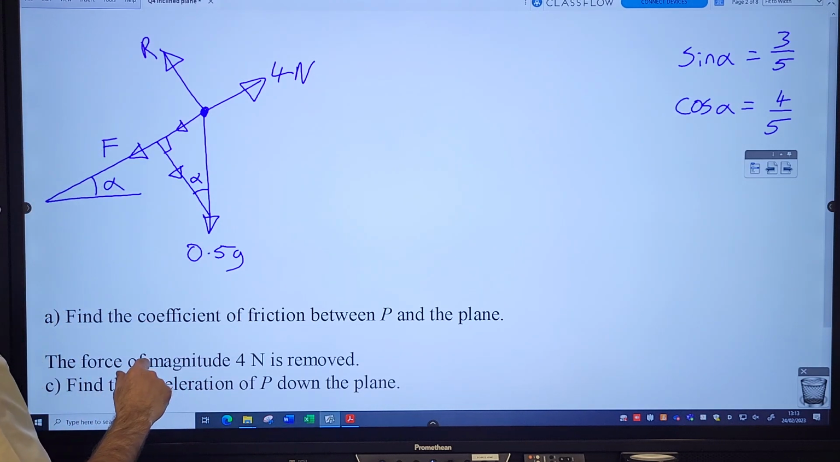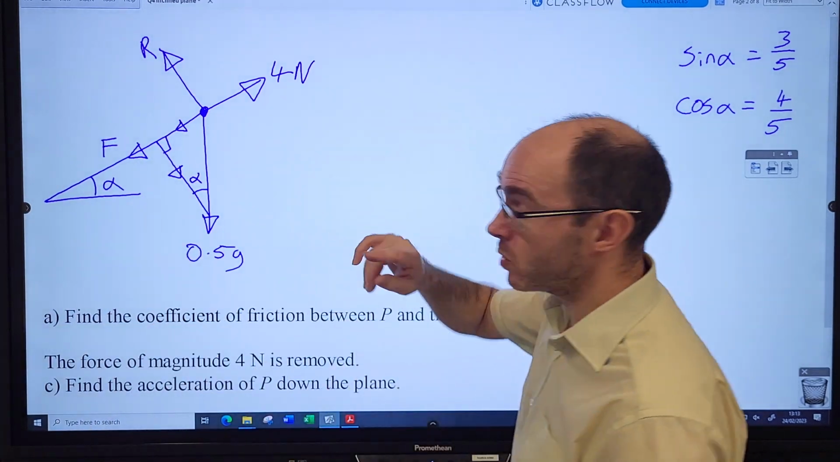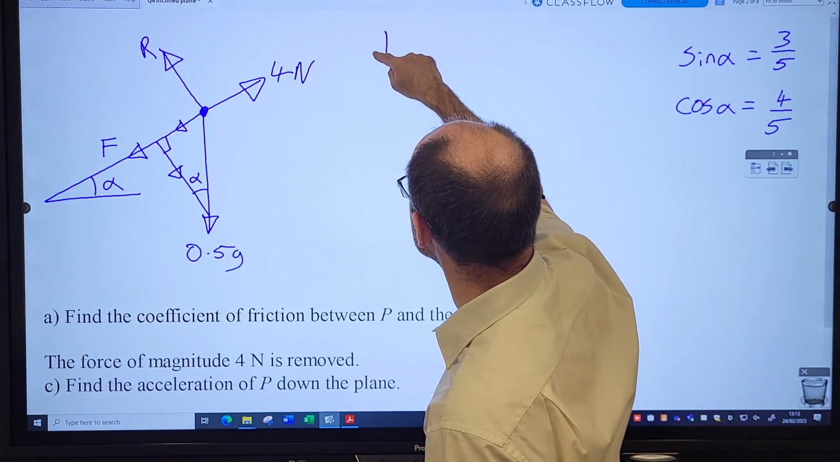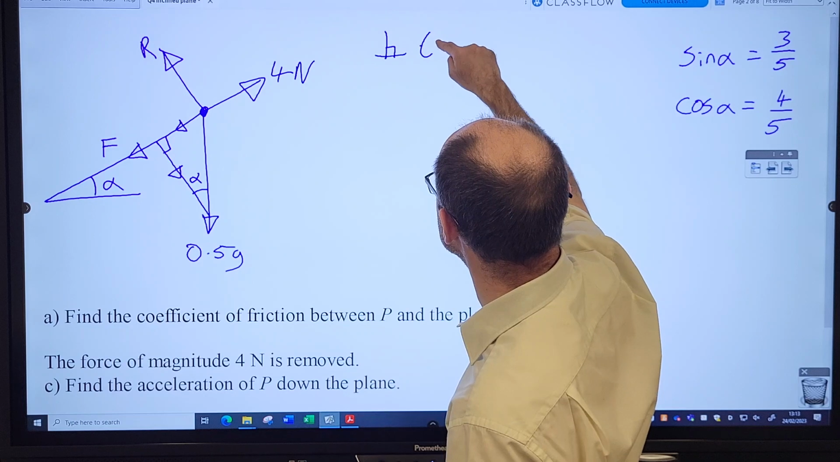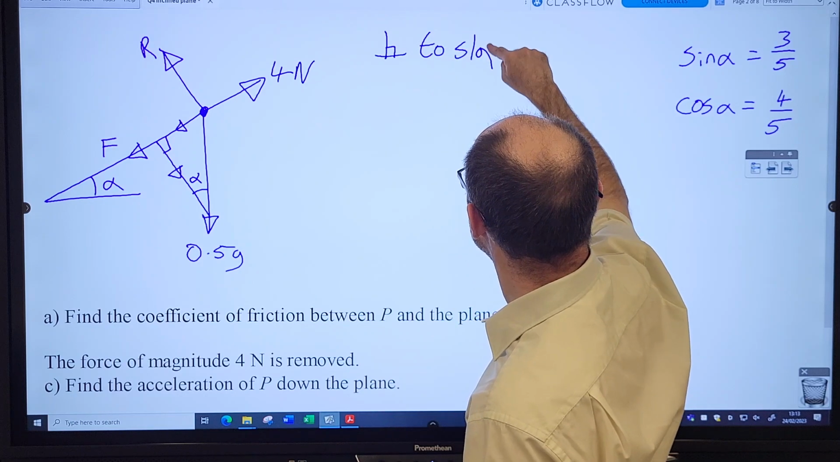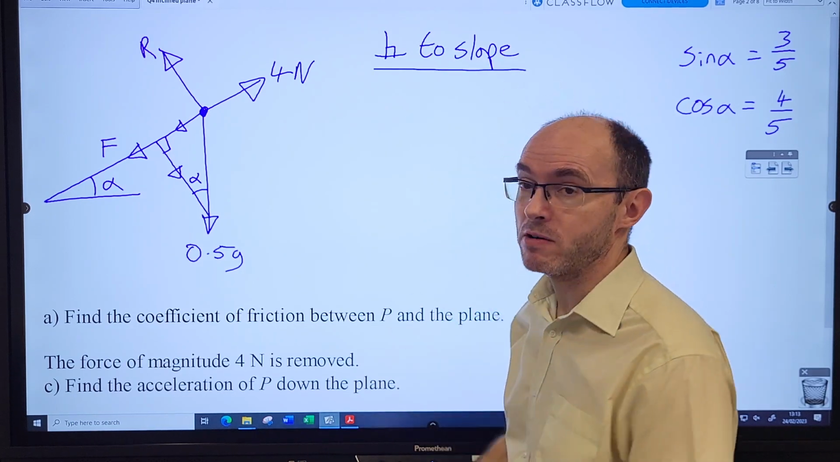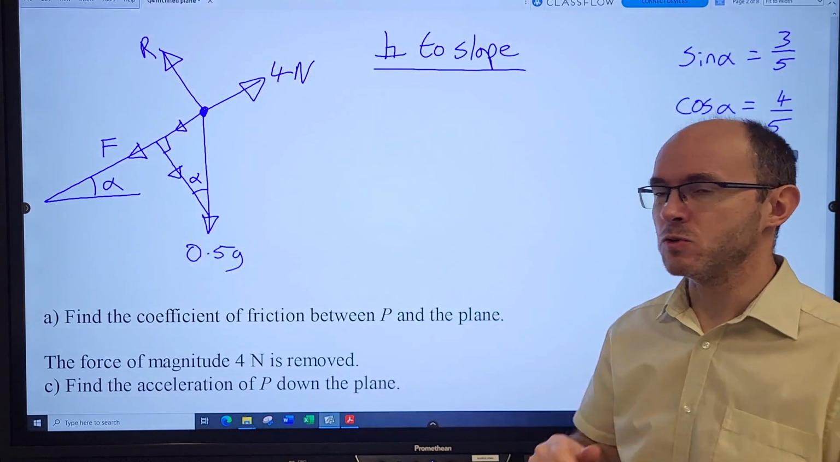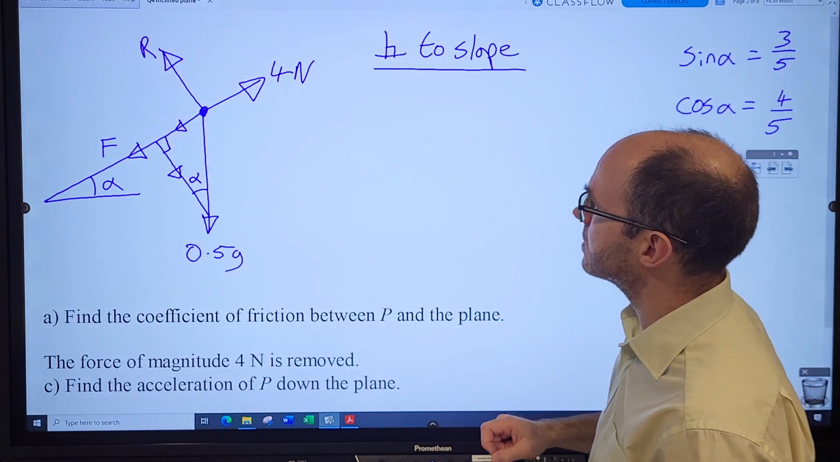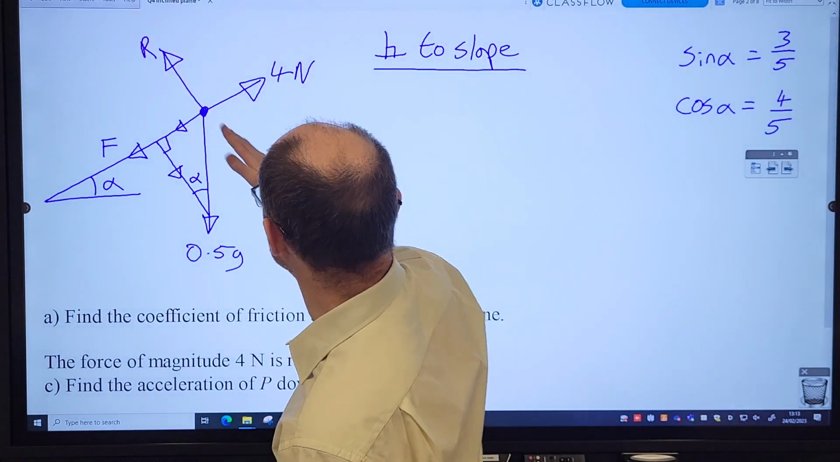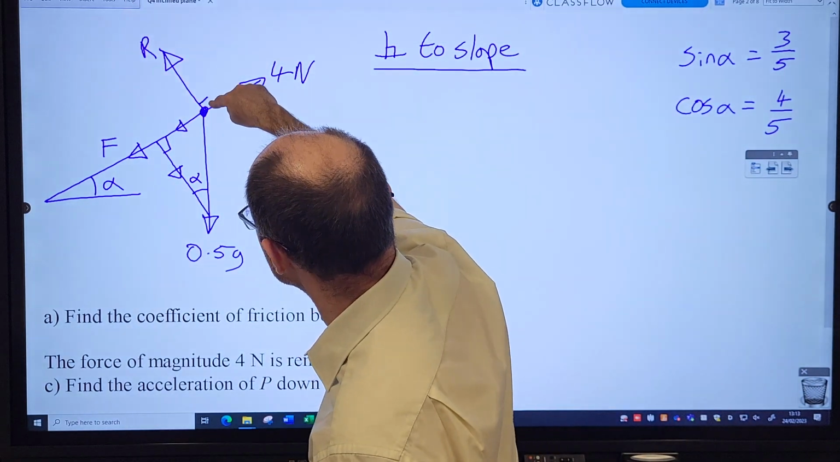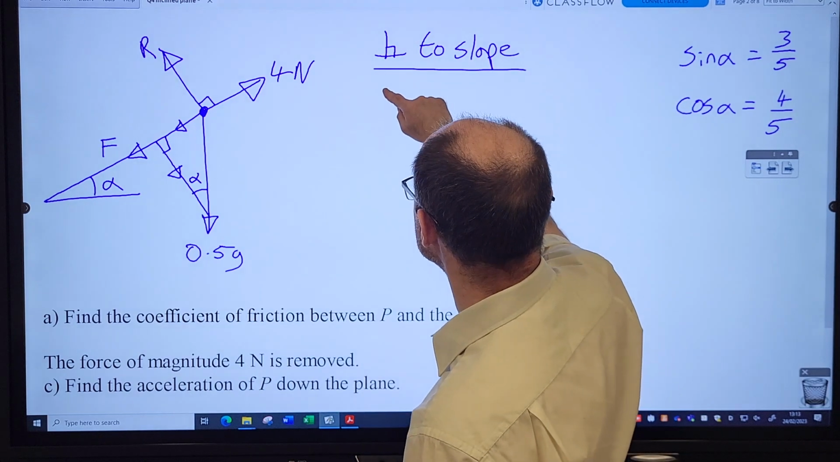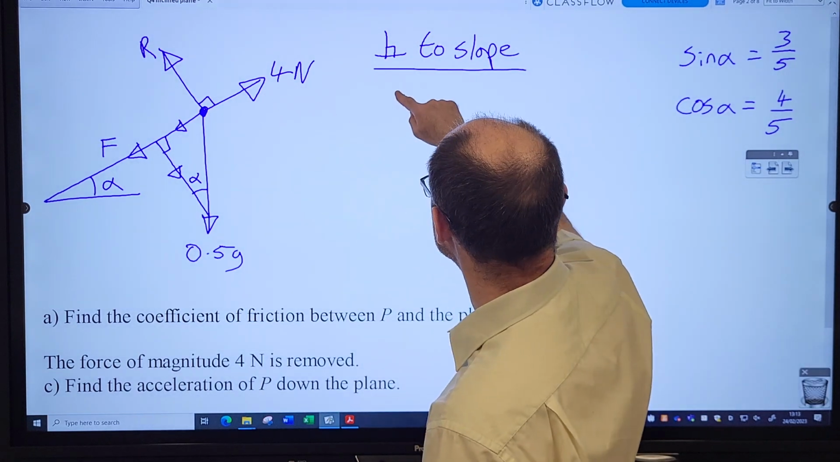Then what I'm going to do is resolve in 2 different directions. I need to resolve perpendicular to the slope, and I need to resolve parallel to the slope. It doesn't matter which order you do it in, as you'll soon see. So perpendicular to the slope. You've got R, and the normal reaction is always at right angles to the surface.